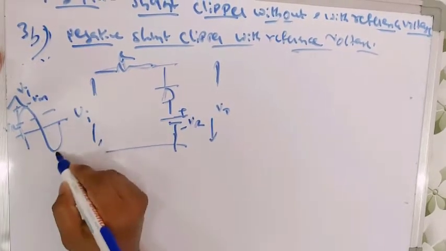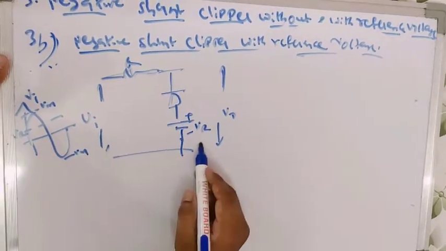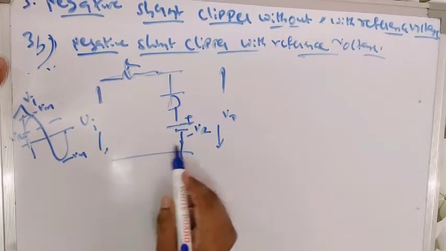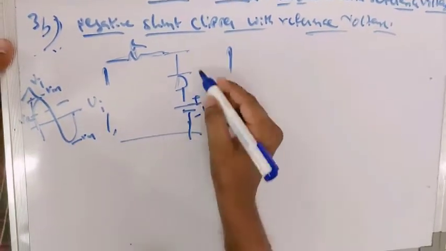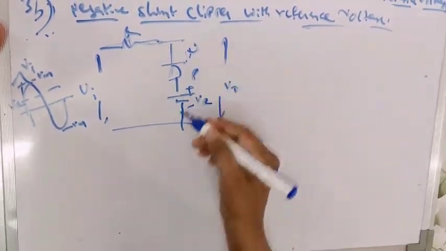Let us consider the peak voltage is varying from Vm to minus Vm. The reference voltage, whatever we are taking here, should always be less than the peak voltage. So this is N type, P type. So it's a PN junction diode.